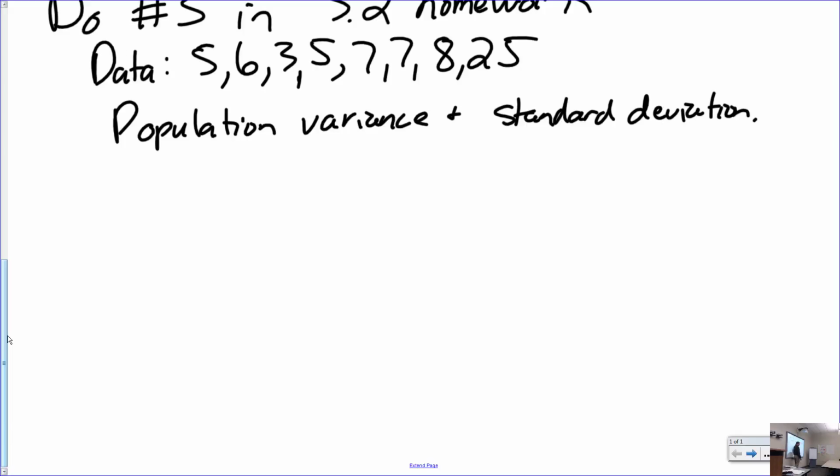Do I know what the mean is? Not yet. So the first step, whenever you're calculating variance and standard deviation, if you haven't done it already, calculate the mean. How many numbers are up there? 8.